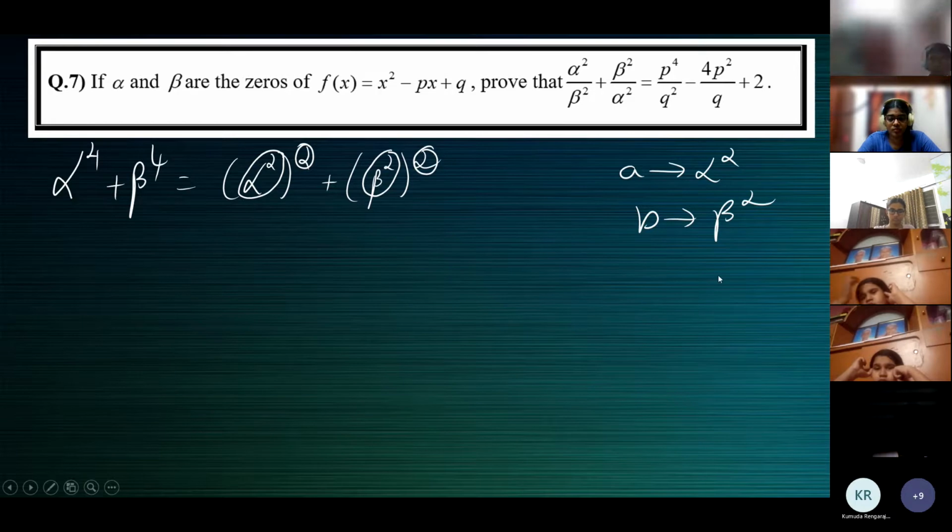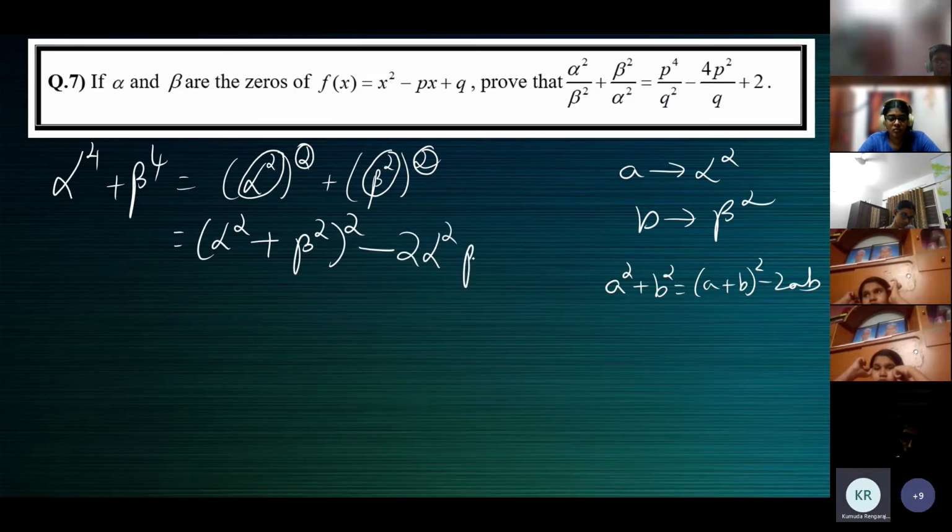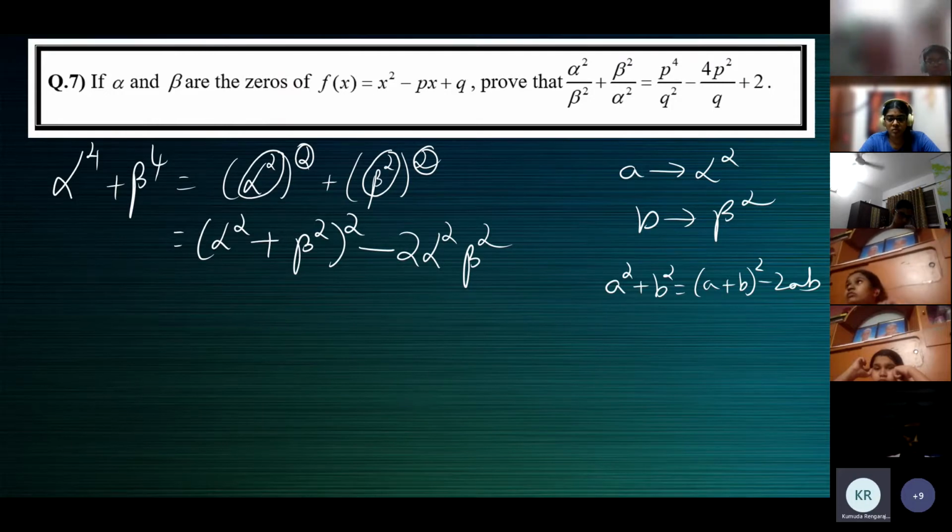Yes, ma'am. Now what is a square plus b square? It is a plus b the whole square minus 2ab. So now tell me what is a? This is a. Plus, what is b? This is b. The whole square, a plus b the whole square minus 2ab. This is a, this is b. So we have written a square plus b square as a plus b the whole square minus 2ab, where a is alpha square and b is beta square.